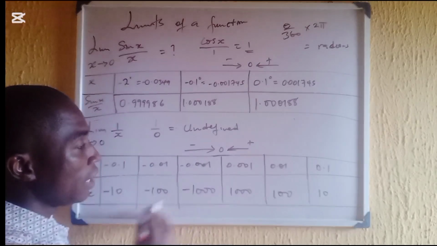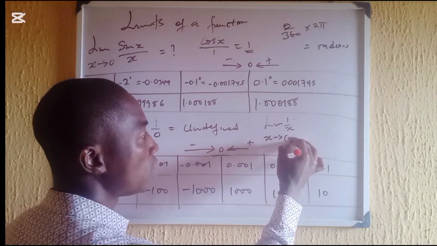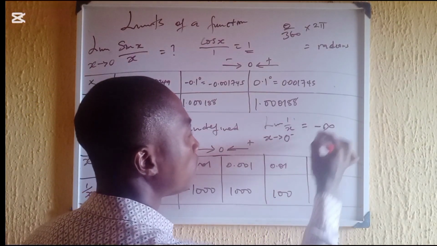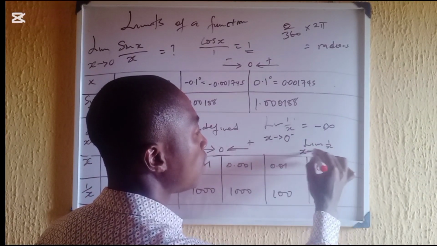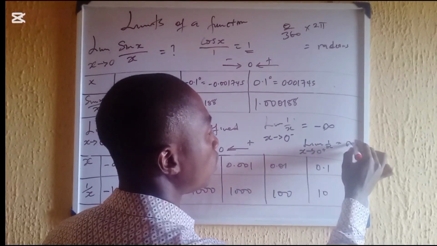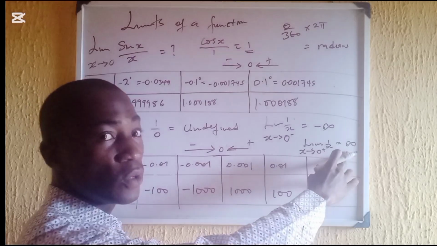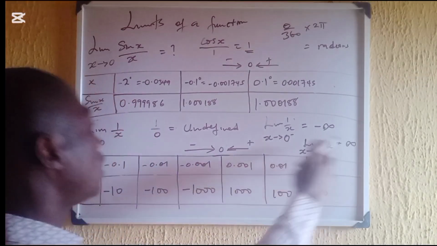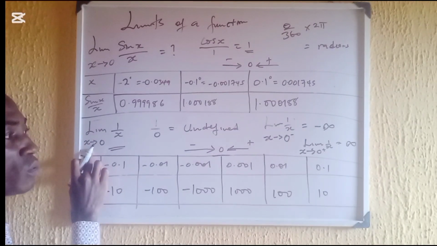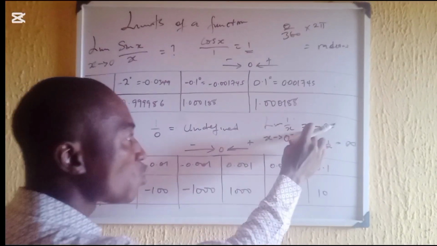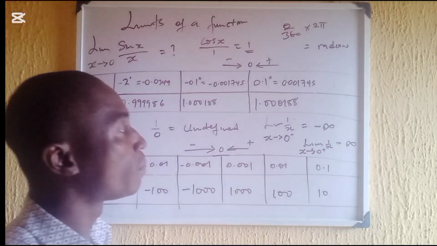So we can say that the left-hand limit, that means limit of 1 over x as x approaches 0 minus is equal to negative infinity. Then limit of 1 over x as x approaches 0 plus is equal to infinity. You can see that the two limits are not equal because negative infinity is not the same thing as positive infinity. So we can say that this function has no limit as x tends to 0 because the condition says that these two must be equal for the function to have a limit.